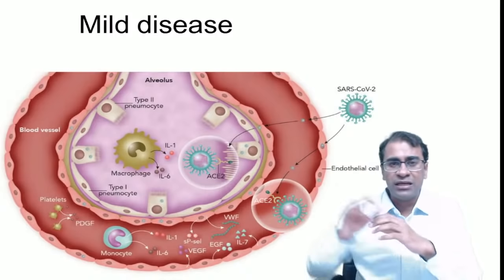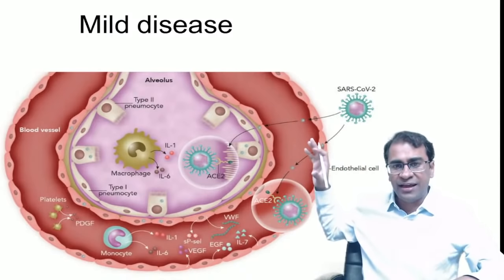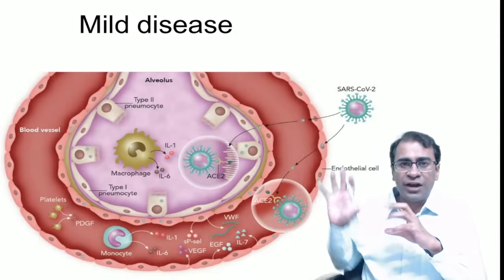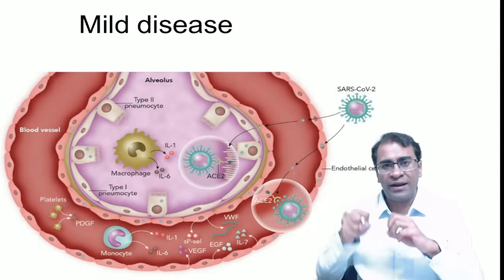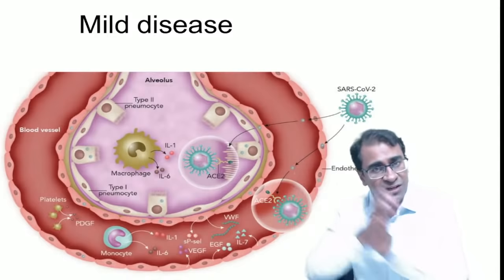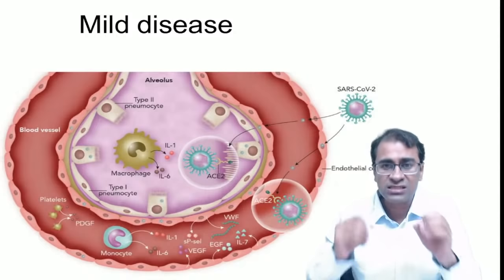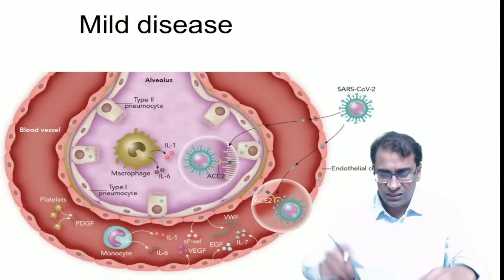So this macrophage that has taken up these viral particles first tries to engulf the COVID-19 virus, and then starts presenting it to the other cells. At the same time, the macrophage releases various interleukins.